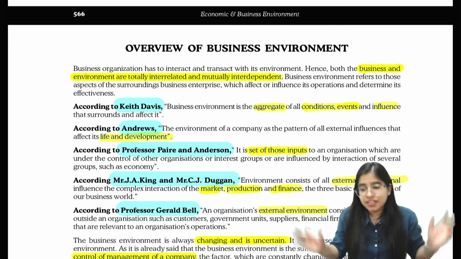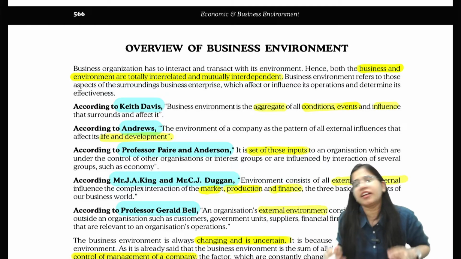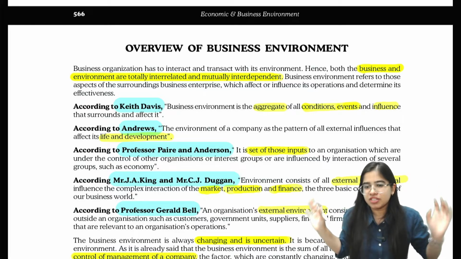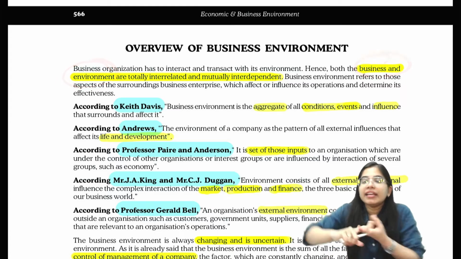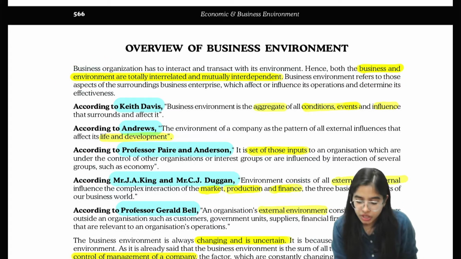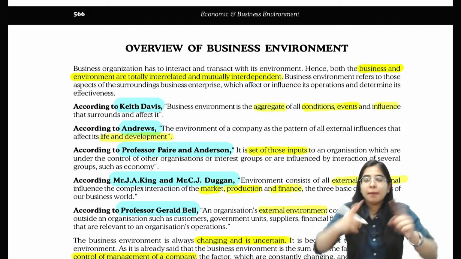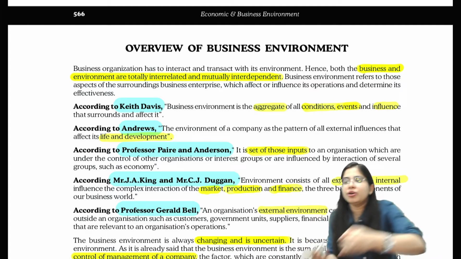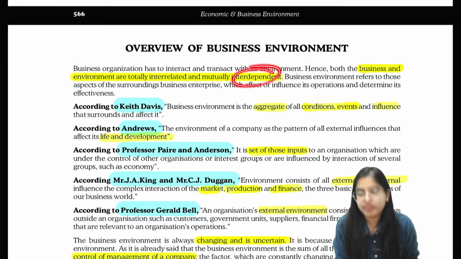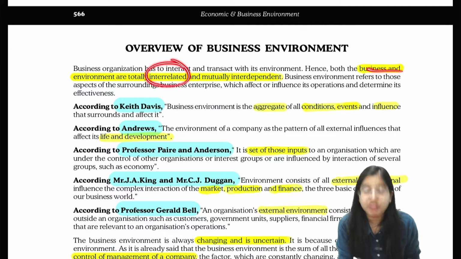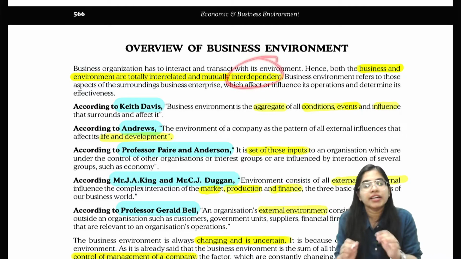Ma'am, say I am making miniskirts. Nowadays nobody is wearing miniskirts, everybody is wearing baggy jeans. So my business will be affected. So business and environment are interrelated and mutually interdependent. Business is dependent on environment, and environment also changes according to business. So the keywords are: business environment is interrelated and interdependent.